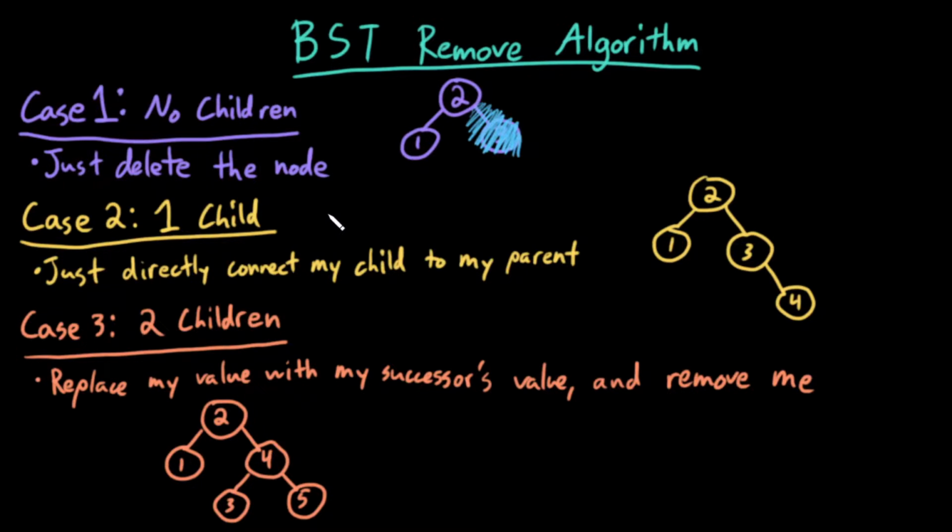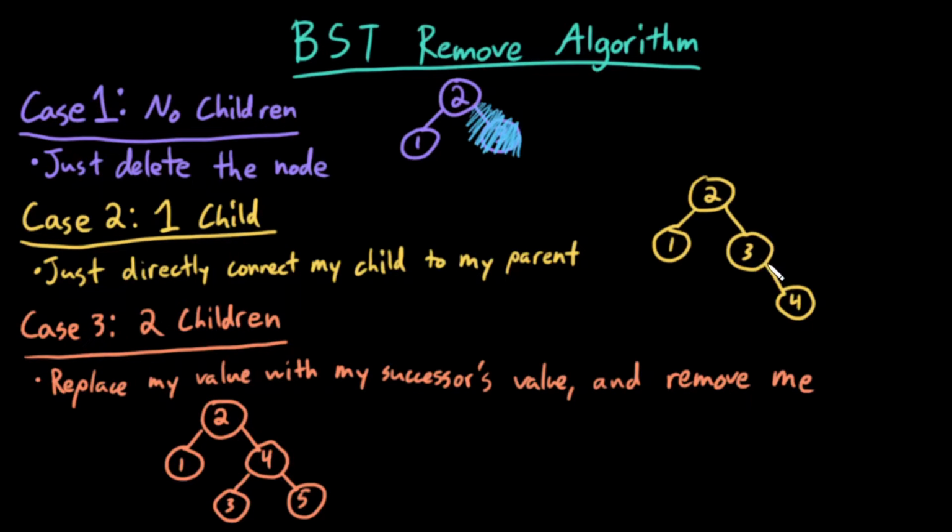Now the next case is a little more difficult. If I have one child, I can basically just directly connect my child to my parent. In this example, let's say, again, we're trying to remove node 3, but now from this tree. Again, is 3 equal to 2? No, it's not. Therefore, I traverse right. Is 3 equal to 3? Yes, it is. And 3 has one child.